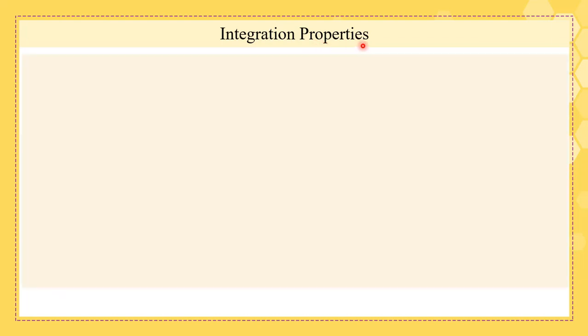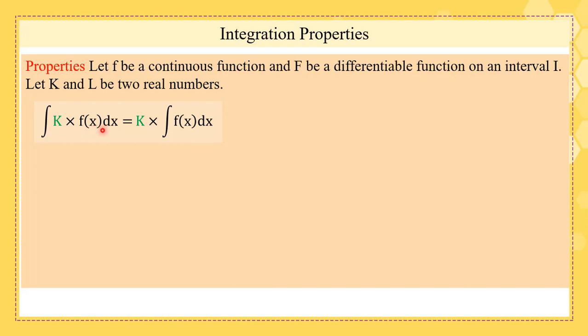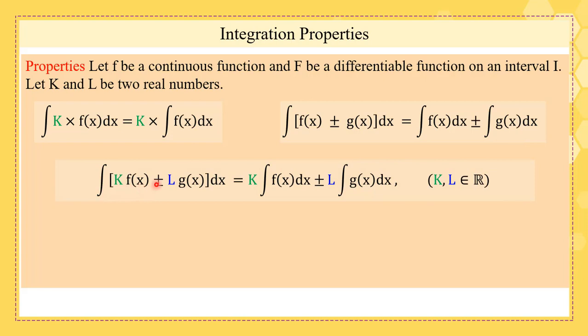Integration properties. Let small f be a continuous function and capital F be a differentiable function on an interval I. Let k and L be two real numbers. The integral of k times f of x dx equals k times the integral of f of x dx. The integral of f of x plus or minus g of x dx equals the integral of f of x dx plus or minus the integral of g of x dx. The integral of k f of x plus or minus L g of x dx equals k times the integral of f of x dx plus or minus L times the integral of g of x dx.